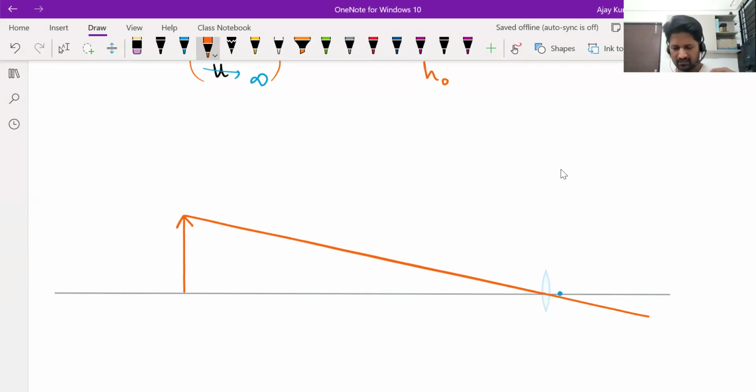How do we take another ray? Take it to anywhere on the lens. Just ensure the point where it strikes the lens is close to the principal axis. We take it like this. And as the object tends to infinity, the image tends to form at the focus. So we know where the focus is.